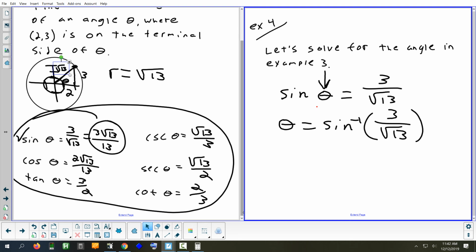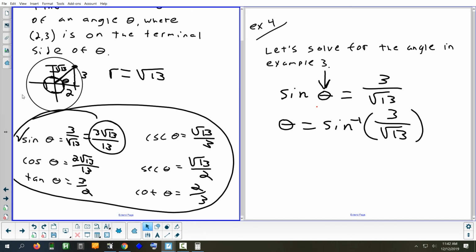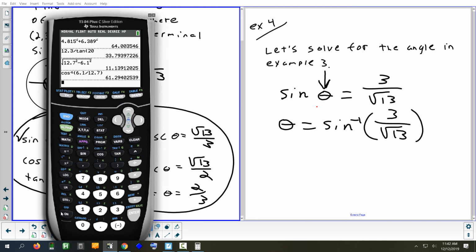So let's see how big that angle is. Based on my picture, it should be less than 90 because it's in quadrant 1. It's got to be less than 90. Can't be more than 90. So, inverse sine 3 divided by square root of 13. Technically, I don't think you have to close your parenthesis. It'll probably be fine if you don't. I usually do. 56, that's going to round up to 56.3.